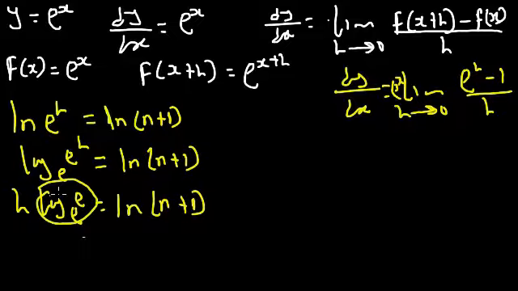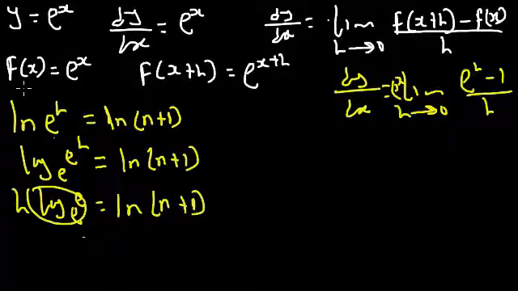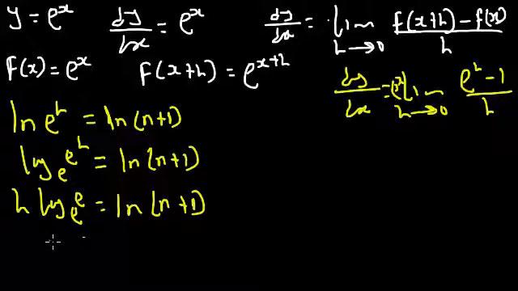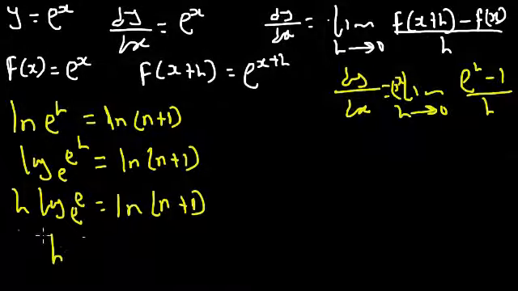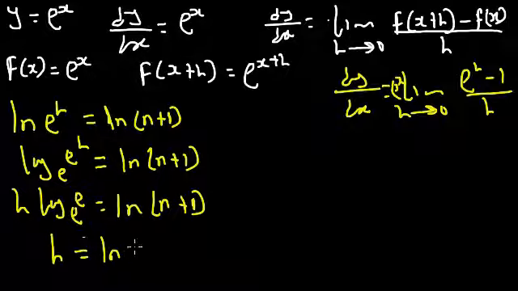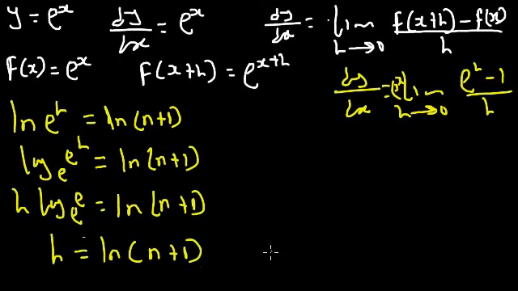Now, similarly, in logarithm, we learned that the log of a certain base with respect to the same thing is simply 1. So it means log of base e to e is simply 1, and 1 times h is h. And finally, we got our value of h to be ln n plus 1. Perfect.